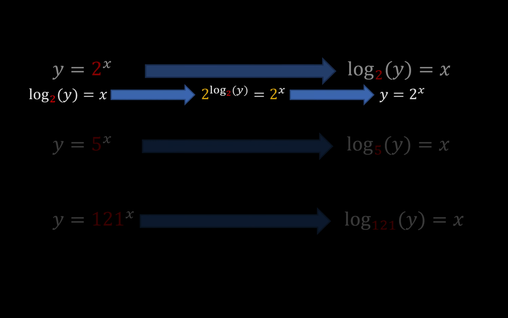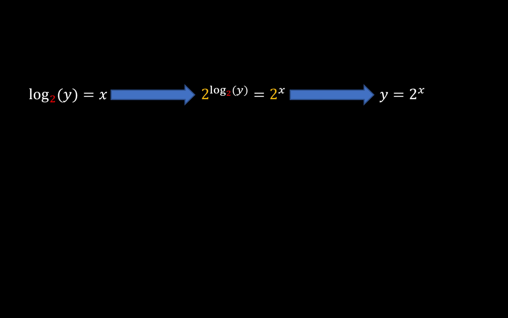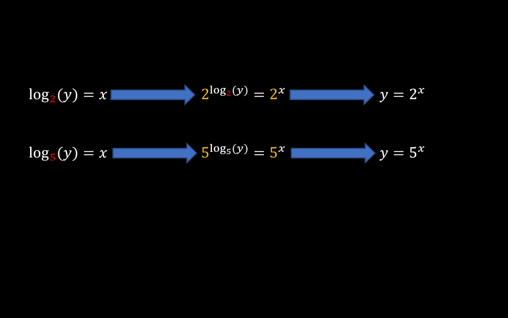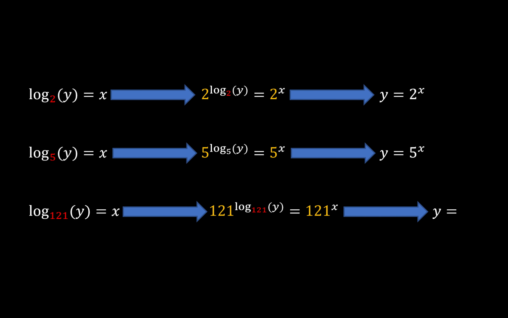That being said, to undo a log function, you must put the function in the exponent of the matching base. Meaning if I want to eliminate a log of base 2, I put both sides of the equation in the exponent of base 2. If I want to undo log with base 5, I put both sides of the equation in the exponent with the base of 5. The similar approach can be taken with log of base 121.